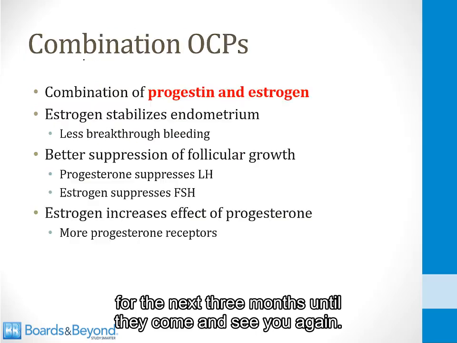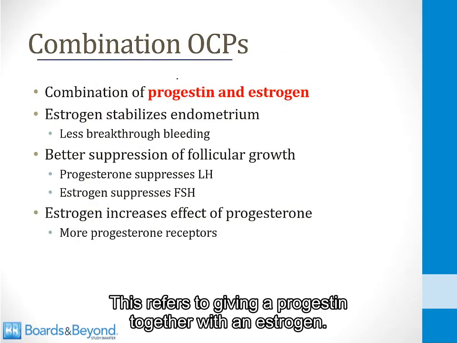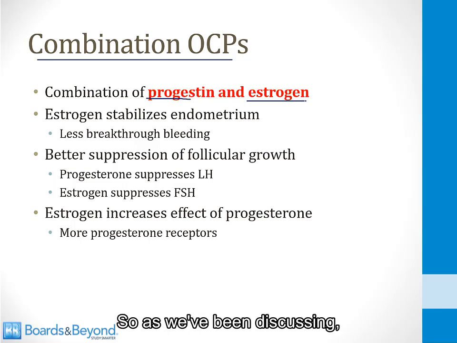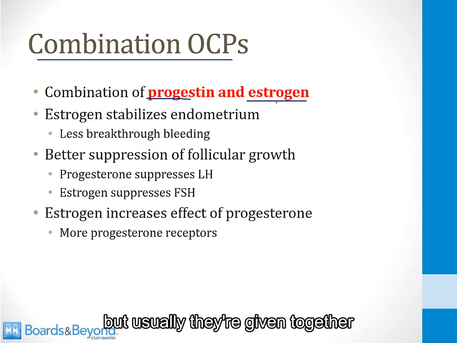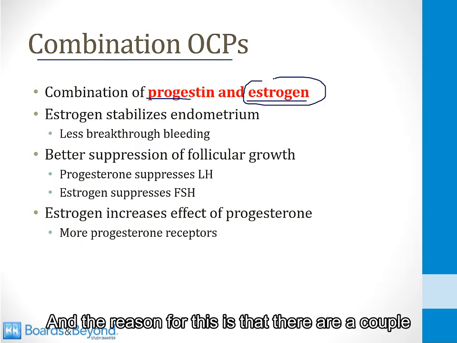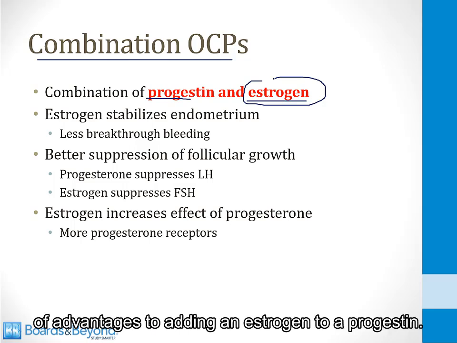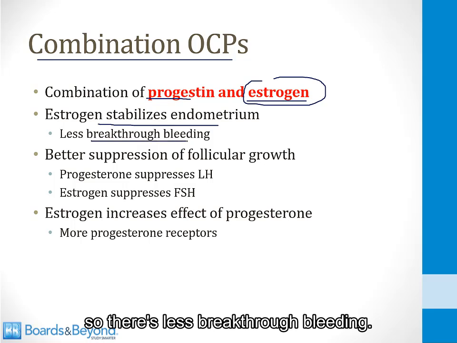until they come and see you again. Now let's talk about combination oral contraceptive pills. This refers to giving a progestin together with an estrogen. So as we've been discussing, progestins alone will work for contraception, but usually they're given together with an estrogen as a combination pill, and the reason for this is that there are a couple of advantages to adding an estrogen to a progestin. One of the big ones is that estrogen stabilizes the endometrium, so there's less breakthrough bleeding.